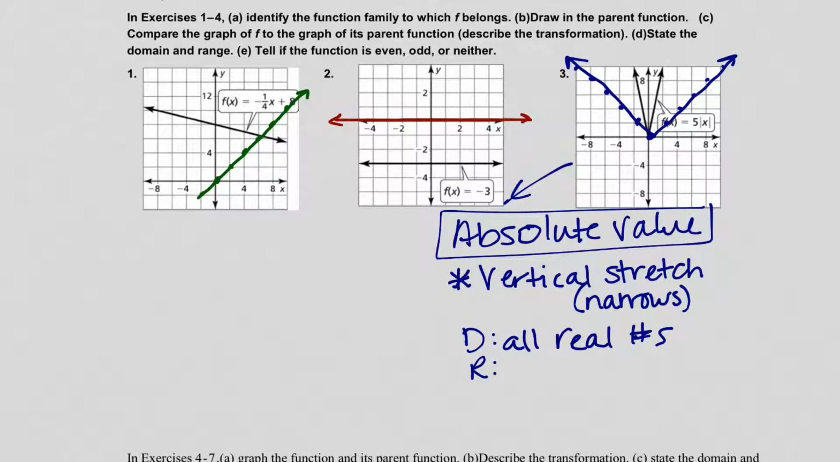Okay, the range, it is not going forever up, forever down. It is going forever up, but it starts at that 0, and it does equal that 0, 0. It's at that point. So this would be y has to be greater than, but can equal 0. Okay? Because the y values can be 0 and every value above it. Okay? And then we want to state if it's odd or even. Well, if I were to reflect this across the y-axis, it will be even. So all absolute value functions are even. So linear functions are odd, constant functions even, absolute value functions even.